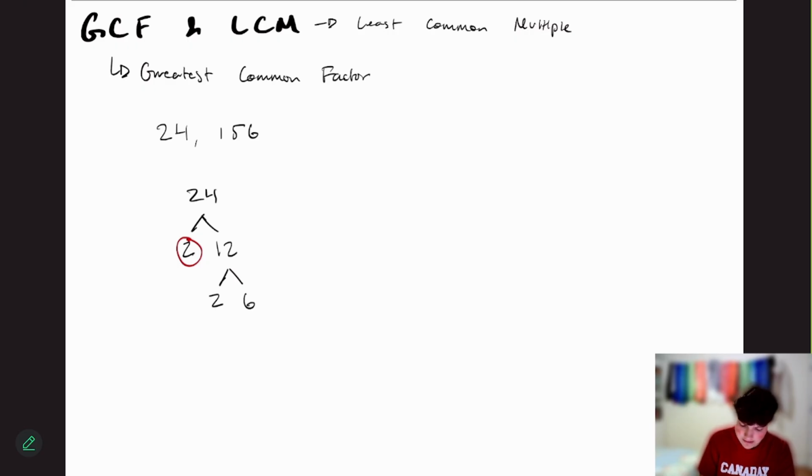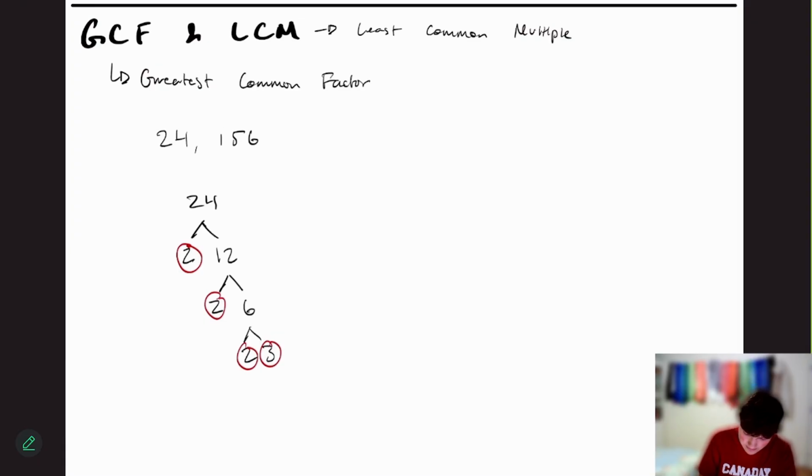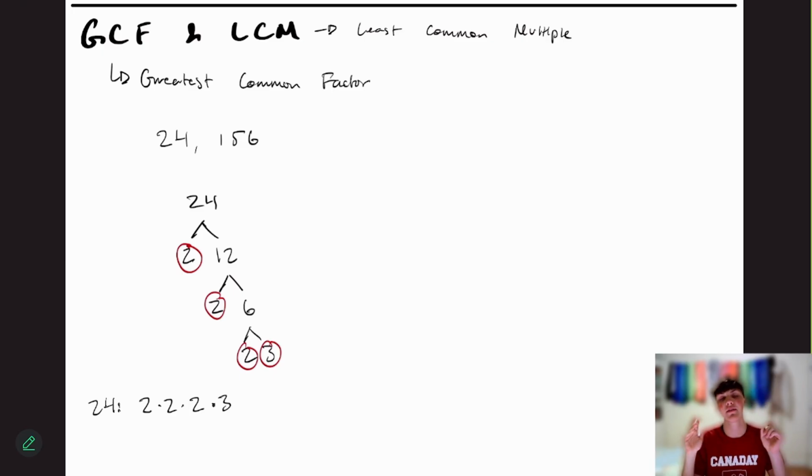12 is 2 and 6. 6 is 2 and 3. So what we've now done is we've broken 24 into 4 prime numbers, right? 24 is the same as 2 times 2 times 2 times 3. Okay, so that's 24. So we've given it its prime factorization. So this is a prime factorization of 24.